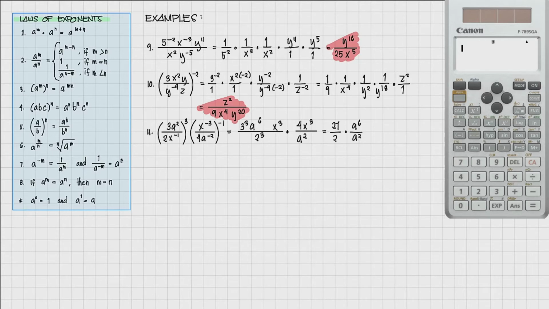So we have here a raised to 6 over a raised to 2. So we could cancel that out. And then the exponent for the numerator would be equal to 6 minus 2. That would be 4. Right? And then for the x terms, so we have here x raised to 3 times x raised to 3. So let's simplify that. So we have 27 times a raised to 4 times x. What happens for this one? We're just going to add the exponents. So x raised to 3 plus 3 is 6. And this is all over 2. And that's the final answer for example number 11.